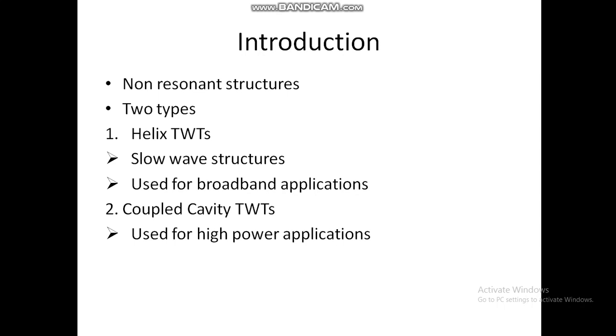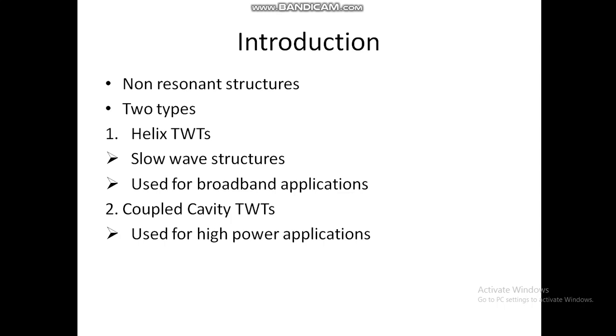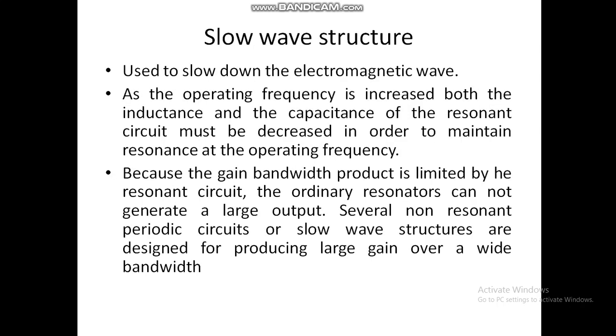is a non-resonant structure, and generally two types of traveling wave tubes are used. First one is helix traveling wave tube, and second one is coupled cavity traveling wave tube. Helix traveling wave tube uses slow wave structures and is used for broadband applications, while coupled cavity traveling wave tube is used for high power applications. So before going to the helix traveling wave tube, let's first talk about slow wave structures.